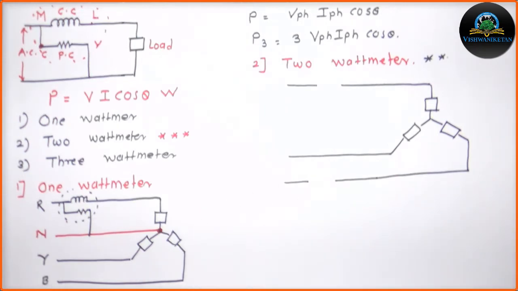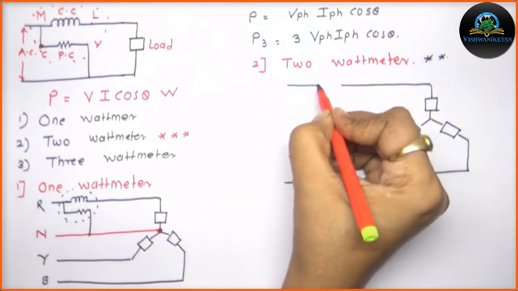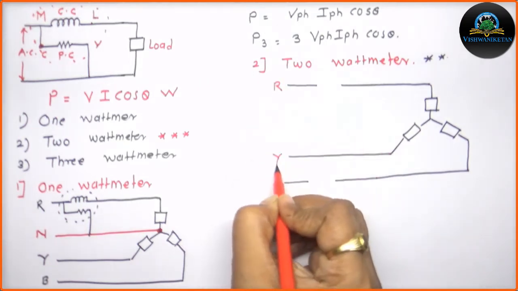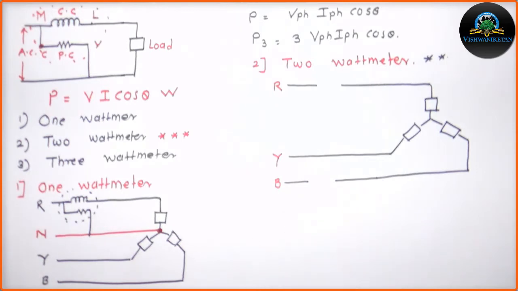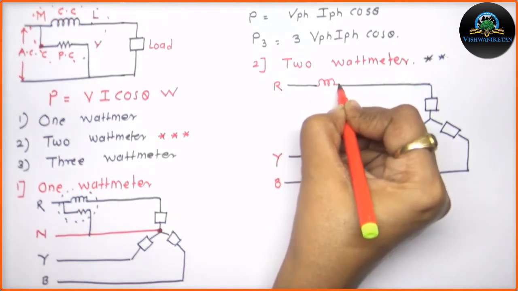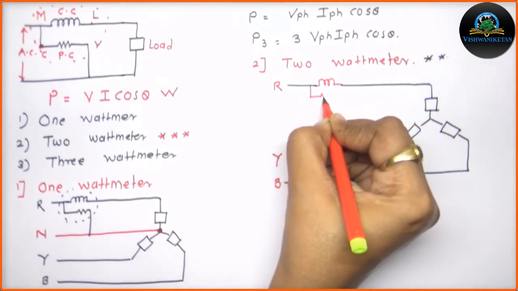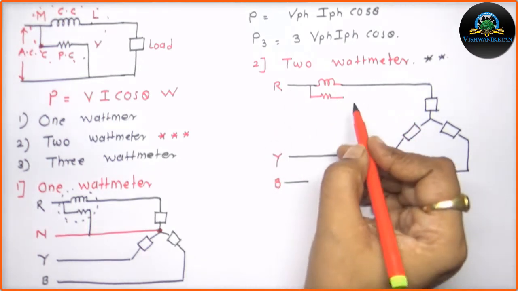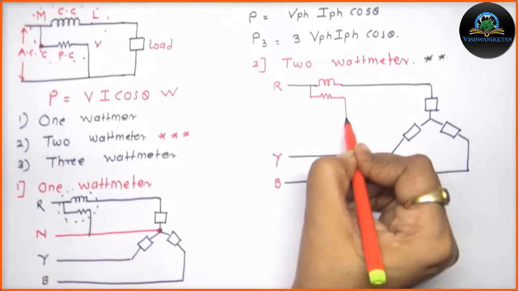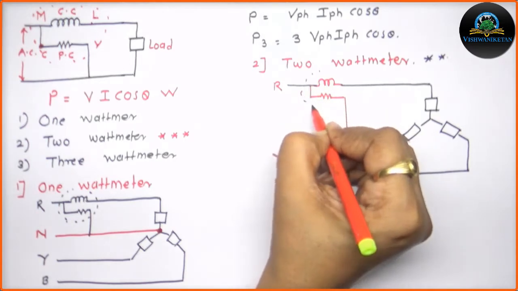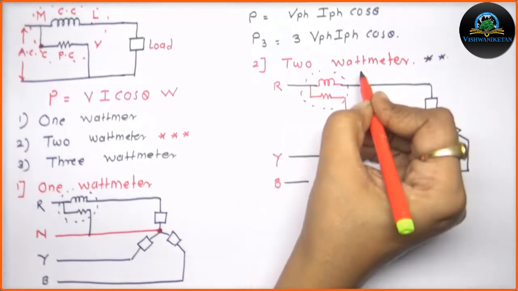So this will be my wattmeter method, the 2 wattmeter method: R phase, Y phase and B phase. Now while doing the connection, I will just take care that my current coil of the first wattmeter is connected in this way for the R phase, and the pressure coil is connected between R and Y.